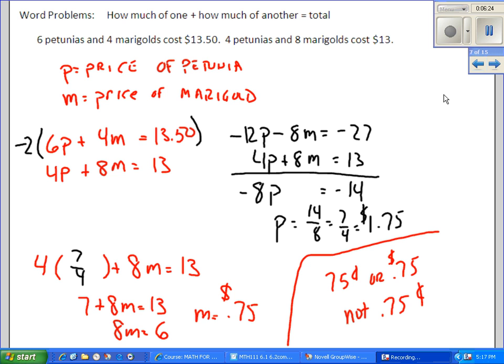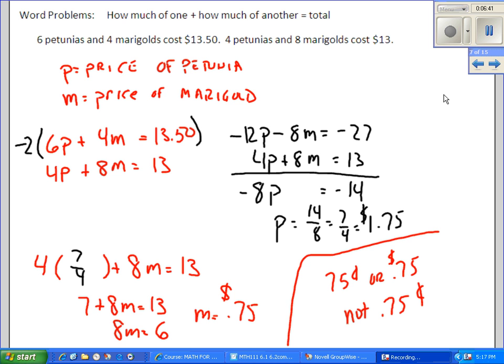Looking at word problems, don't get intimidated. There's really only 2 or 3 different types of word problems and just different variations on them. This would be one of the how much of one plus how much of another equals the total amount type of story problems. So we're going to go shopping at our local nursery.